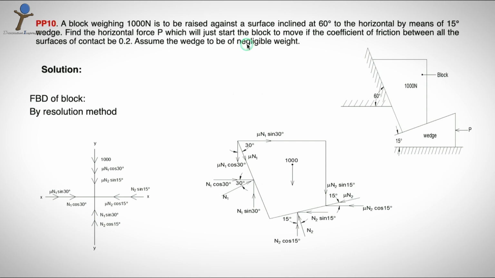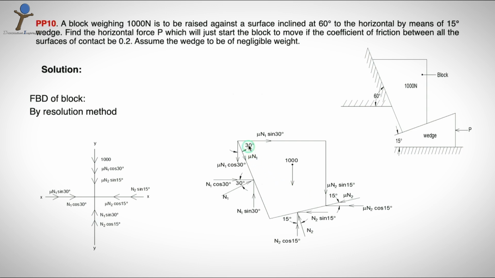Now, to solve this problem, we need to draw free body diagrams. In this case, we consider 2 free body diagrams separately. One is the representation of forces on the block, and the second one is the representation of forces on the wedge. Now first let's go for the block. The block has a weight of 1000 Newton represented in downward direction, perpendicular to the ground.